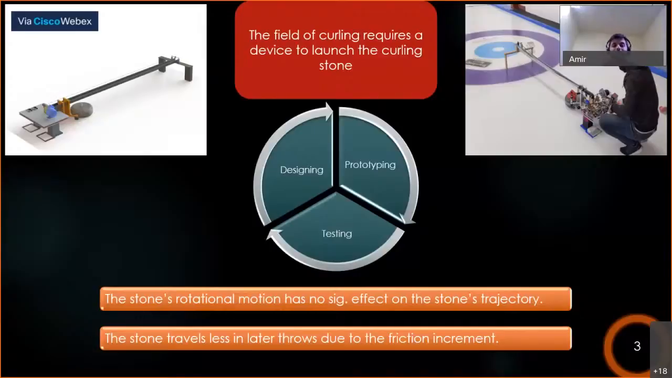We do some modification to the design and do it again and again. Meanwhile, in the testing, we have some experimental results which are really interesting for us. For example, researchers believe that the rotational motion of the stone caused this curl, but we found that in a specific range of linear and rotational speed of the curling stone, the stone's rotational motion has no significant effect on the stone's trajectory. Thank you very much.